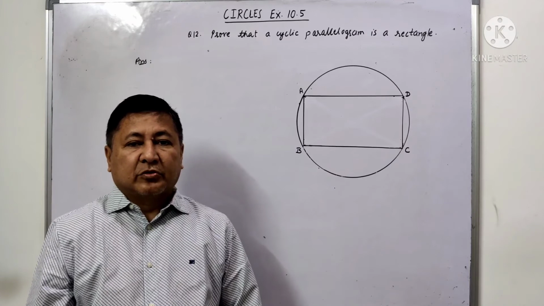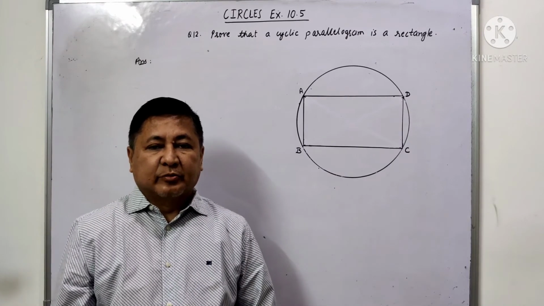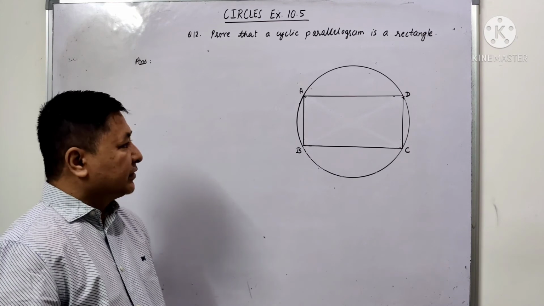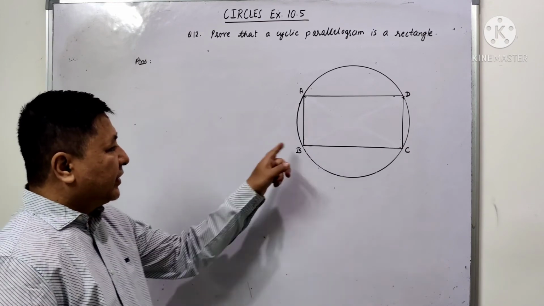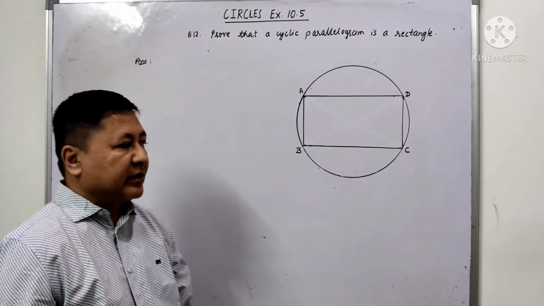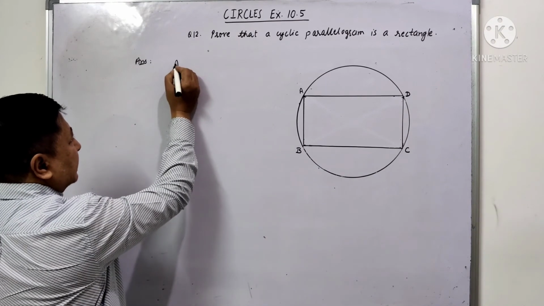Now let us solve question number 12 of exercise 10.5. Prove that a cyclic parallelogram is a rectangle. In the question it is given that ABCD is a cyclic parallelogram and we have to prove that it is a rectangle. So let us start.